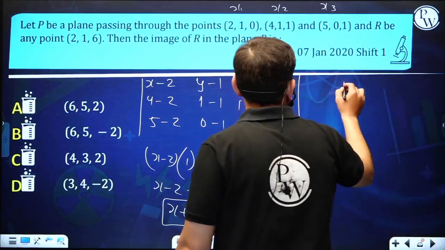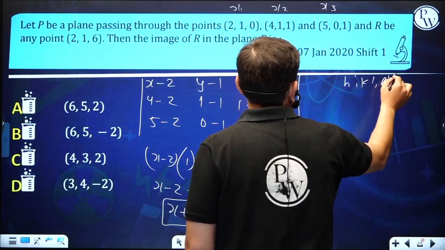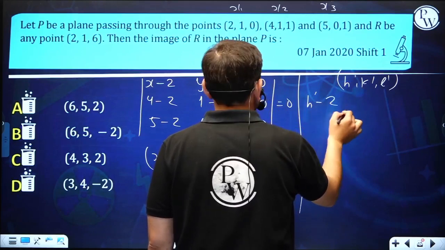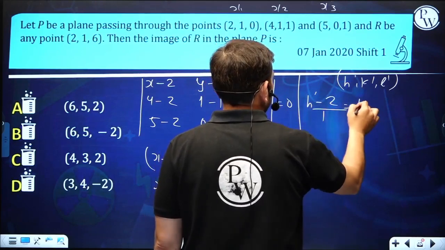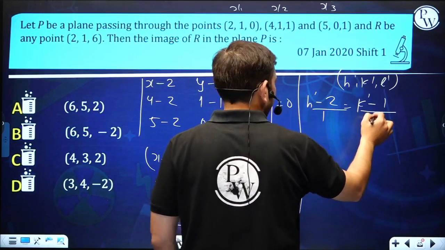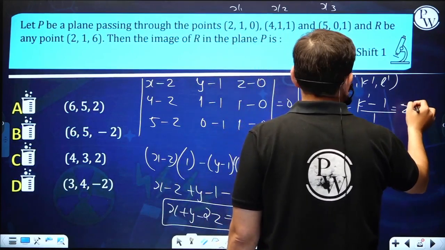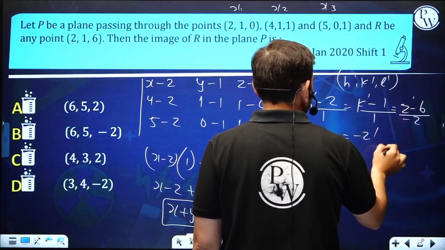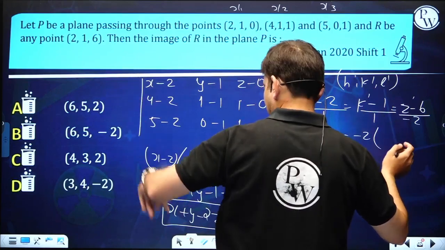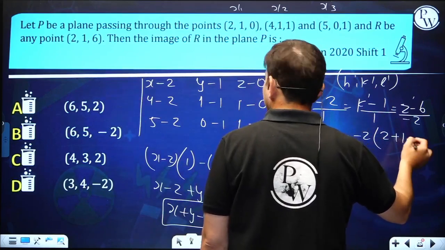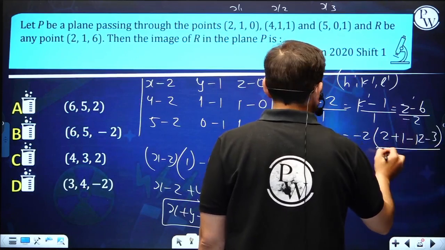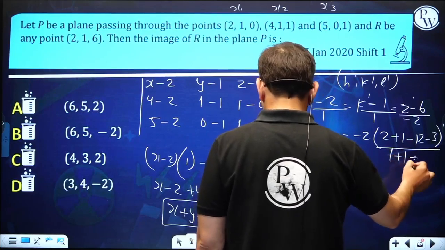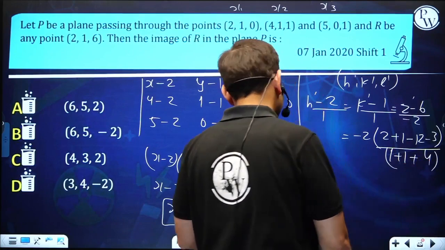Sir, direct formula. The image is h dash, k dash and l dash, or you can say h, k, l. So, sir, h dash minus 2 by coefficient of x, then k dash minus 1 by coefficient of y, z dash minus 6 by coefficient of z, is equal to minus 2, put this point in the plane. So 2 plus 1 minus 6 to the 12 minus 3, by a square plus b square plus c square, that will be 1 plus 1 plus 4, like this, 2 square 4.